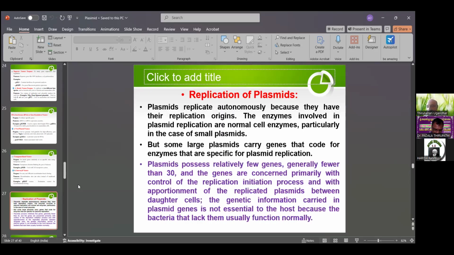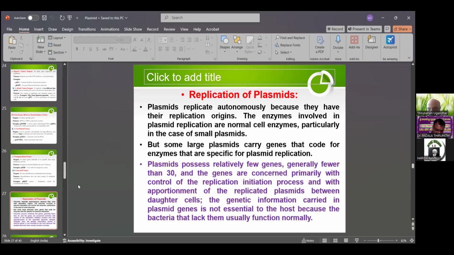Then also replication of the plasmids. What is the importance of replication? The plasmid replicates autonomously because it has its own replication origin. The enzymes involved in plasmid replication are normally cell enzymes, meaning DNA and RNA enzymes, particularly in the case of small plasmids, which multiply into two based on the semi-conservative process.